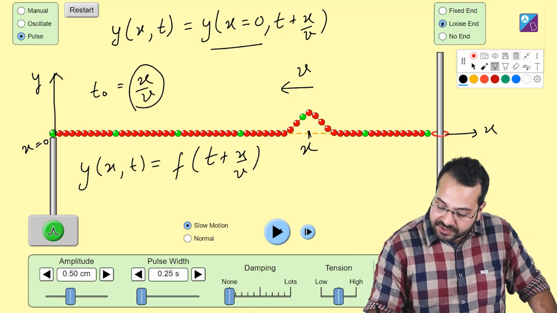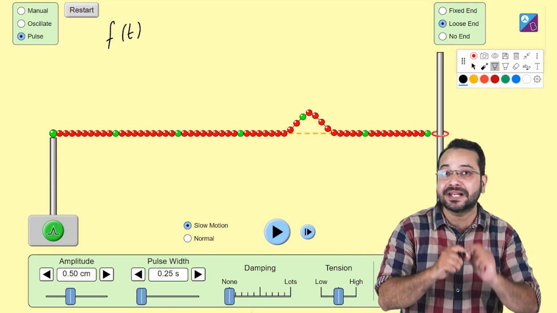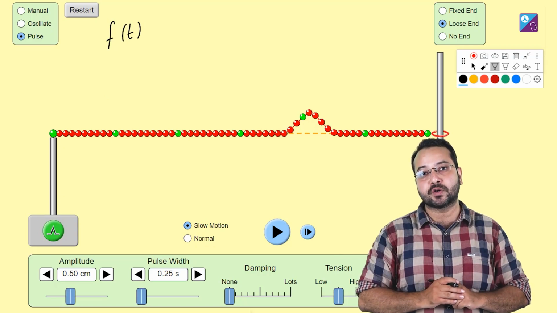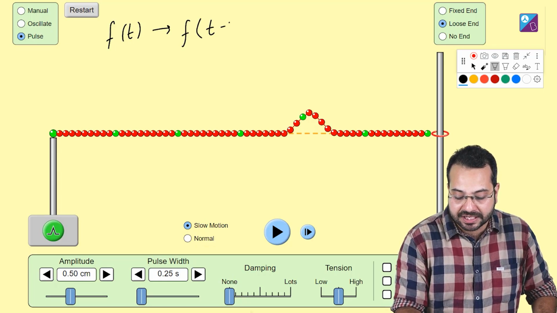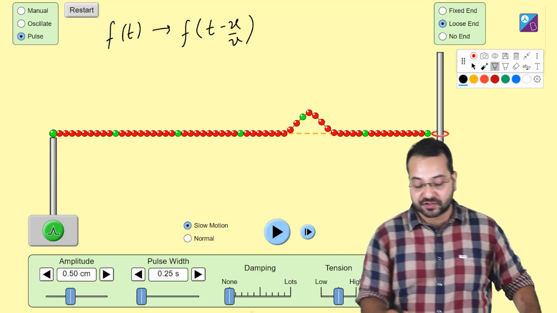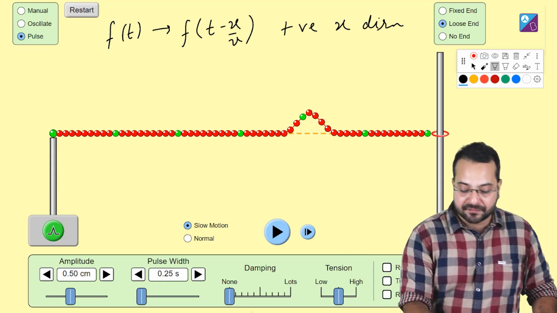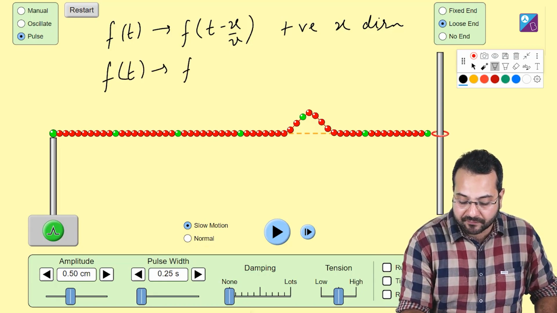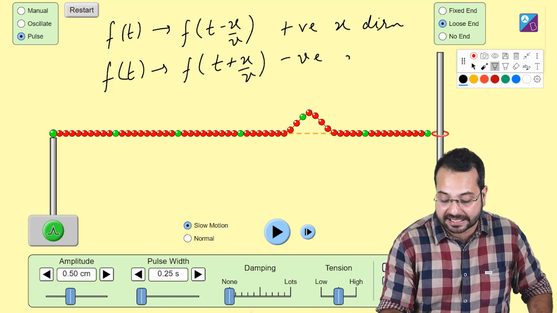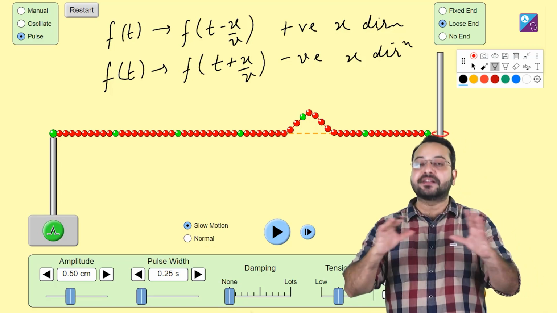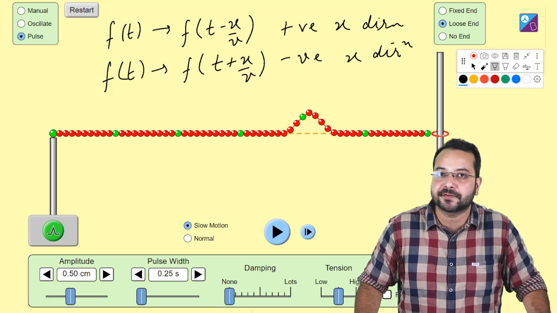So if I have to summarize all of this, if we know f(t), that is the displacement of the particle at x equal to 0 with respect to time, all we have to do is substitute t with t minus x by v if the wave is traveling in the positive x direction. And if we know f(t), we substitute t by t plus x by v if the wave is moving in the negative x direction. And with that, I'm going to have my wave equation and I can describe everything about that wave.